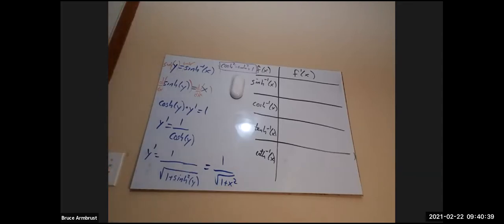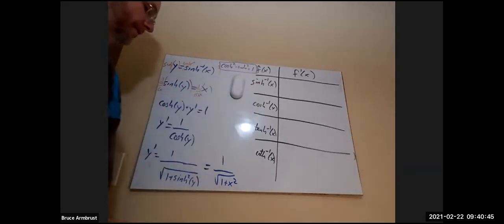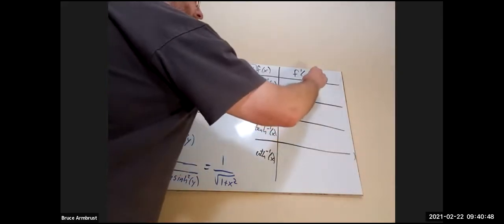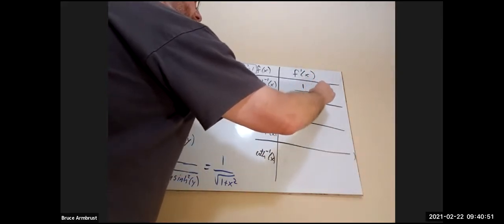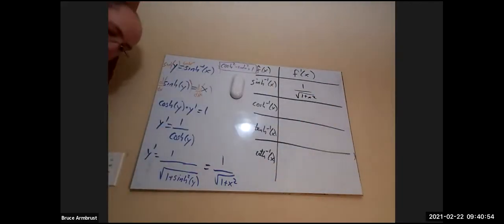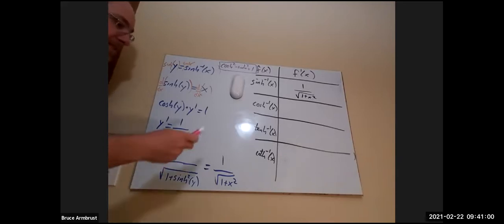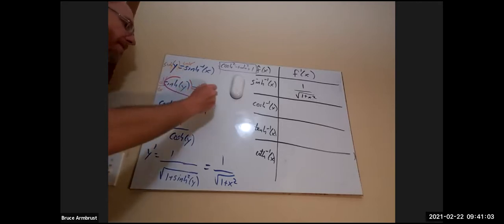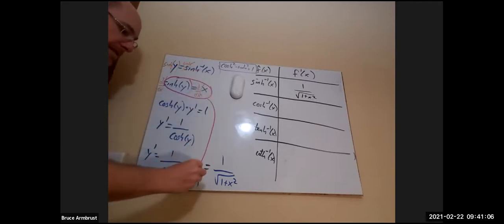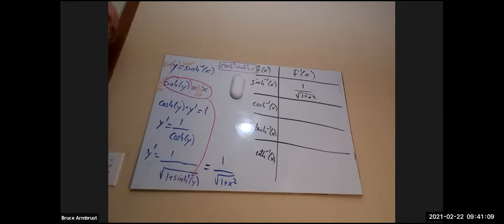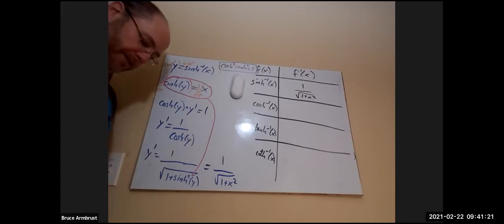And so this ends up being a really nice looking derivative. The derivative of inverse sinh is 1 over the square root of 1 plus x squared. All right, so again, I'm using this piece right here to substitute in for my sinh. Sinh of y is equal to x. So inverse sinh, its derivative is 1 over the square root of 1 plus x squared.